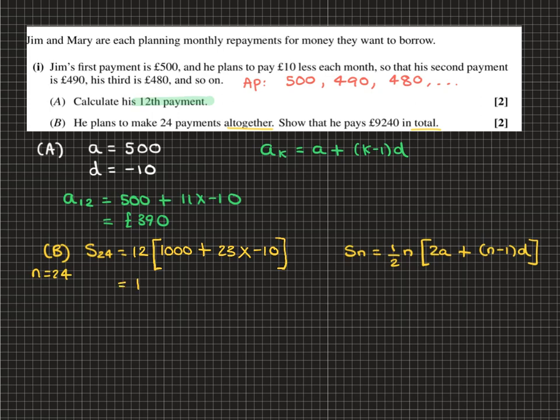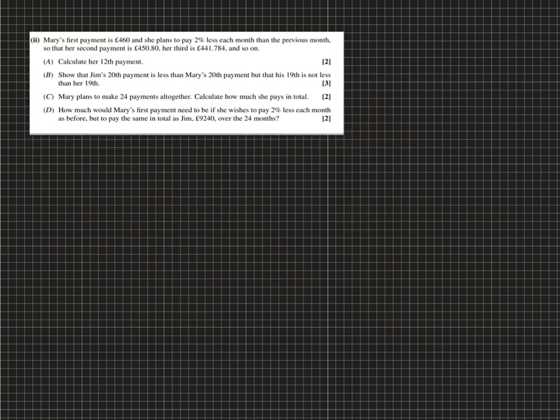So that is 12, multiplied by 1000, take away 230, and simplifying this, you will find that you get 9,240 in total. So let's read about Mary's payment plan. Her first payment is £460 and she plans to pay 2% less each month.